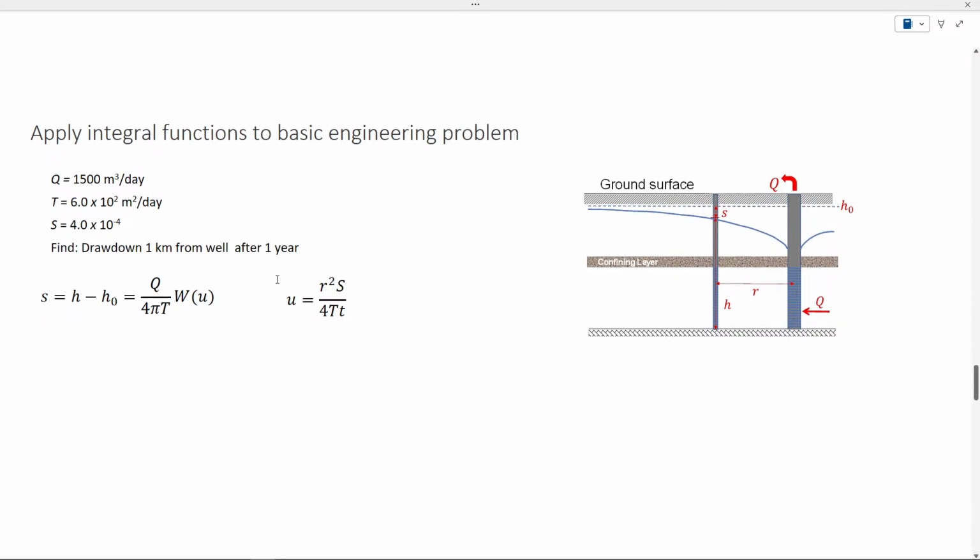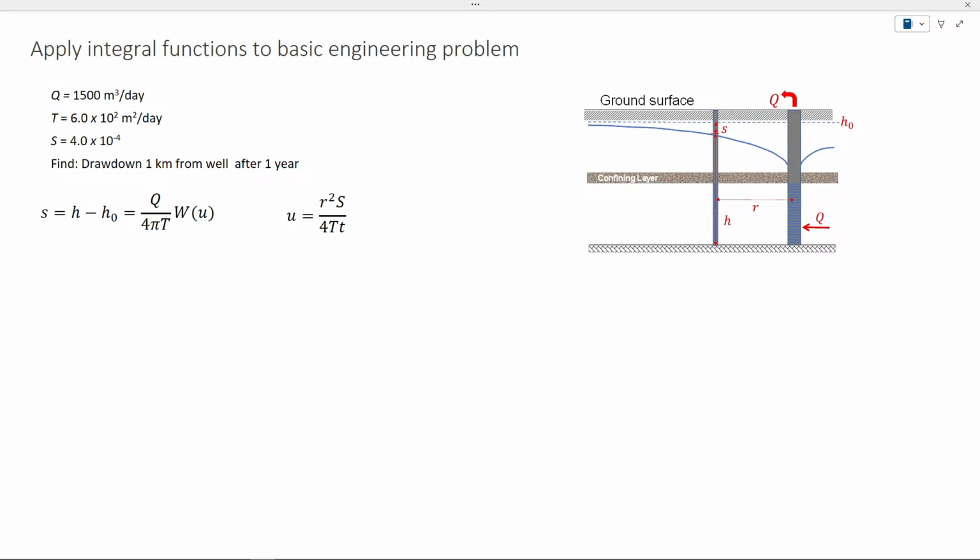Okay, so yeah, let's just do this example. It is telling you Q is given. I'm giving Q, I'm giving T, I'm giving storativity. Find the drawdown 1 kilometer from the well after 1 year.